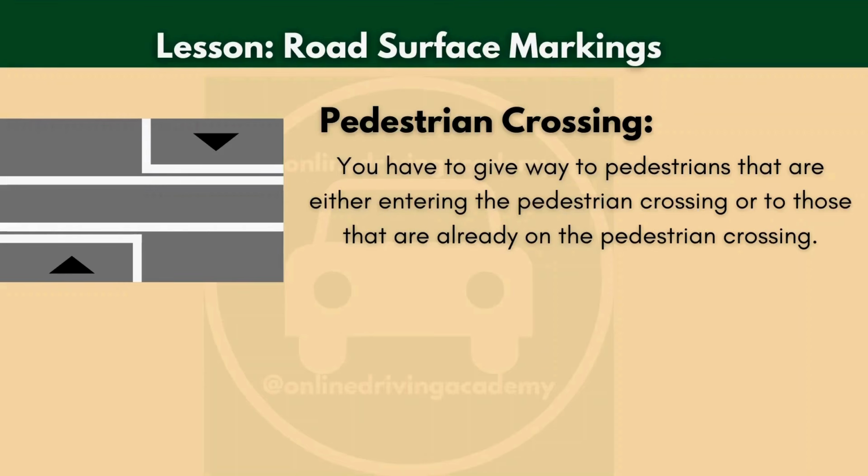You have to give way to pedestrians that are either entering the pedestrian crossing or to those that are already on the pedestrian crossing. So what does that mean? That means if you are driving and you see people already walking across the road, you have to stop your vehicle and allow them to pass. And if there are people that are about to enter this, you still have to give way. There's no such thing as they must wait and you have right of way. Okay? At any pedestrian crossing, the pedestrians have the right of way.